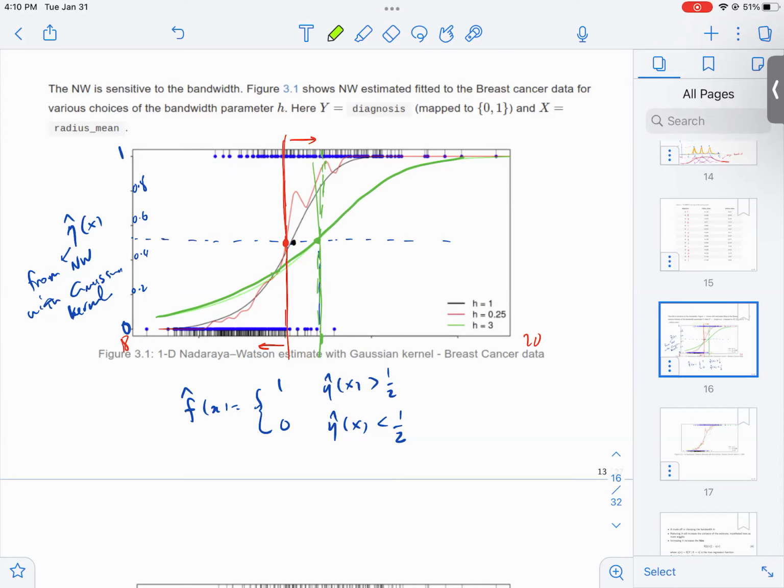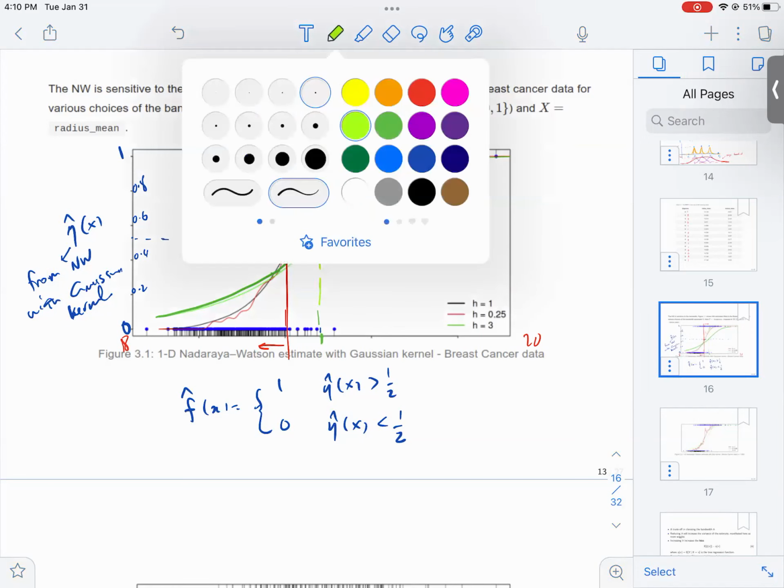And for the red one, and for the black one, you can see it's very close, right? So there is an effect of this bandwidth. And there is a lot that you can learn from this plot. Let me pause and see if you guys have any questions.